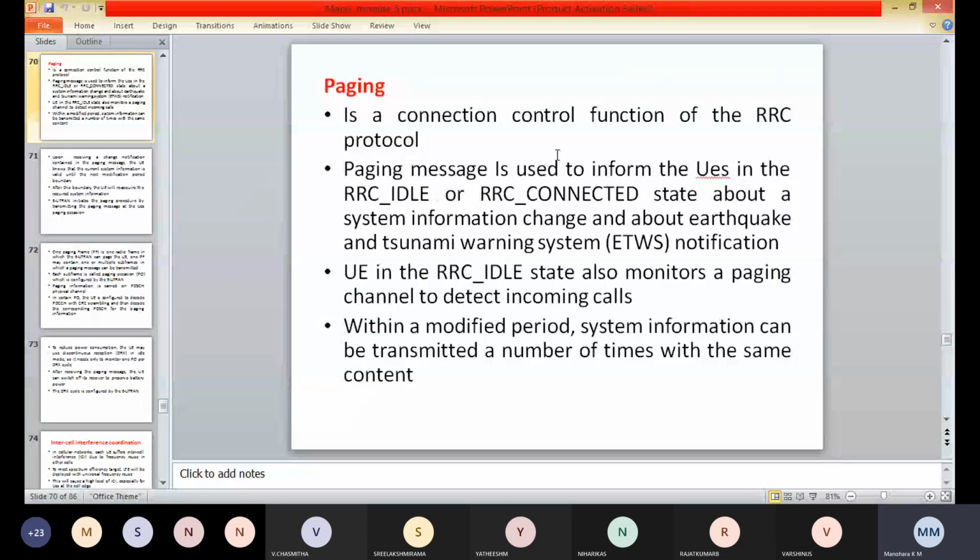So here paging is a connection control function of the RRC protocol. The paging message is used to inform user equipments in the RRC idle state or RRC connected state about a system information change or about the earthquake and tsunami warning system, that is ETWS notification. User equipments in the RRC_IDLE state also monitor a paging channel to detect incoming calls.